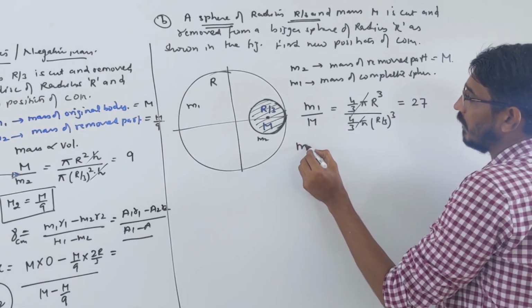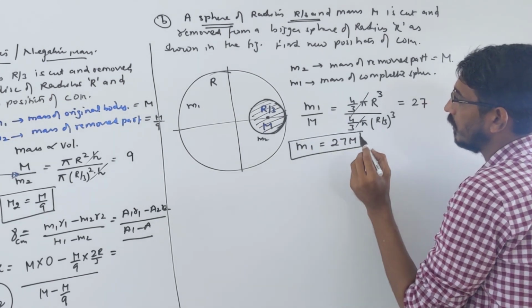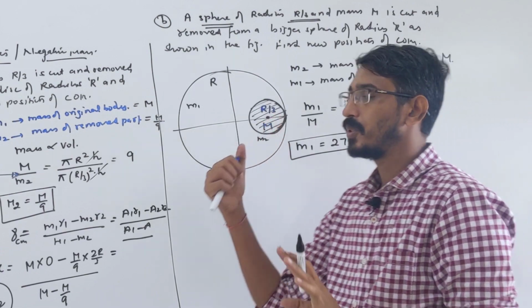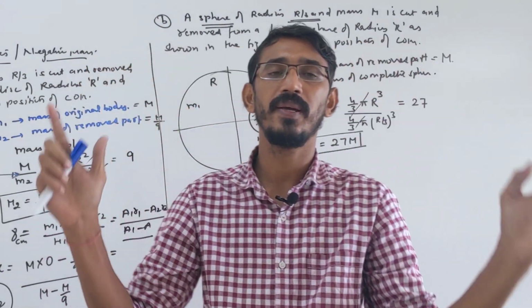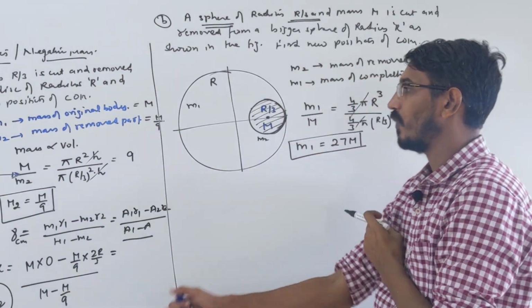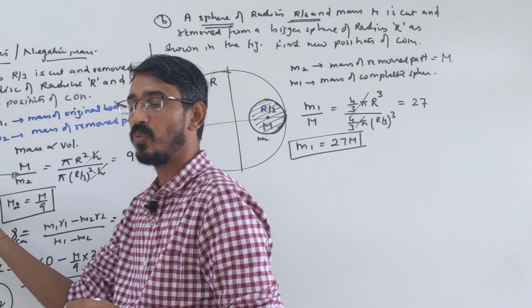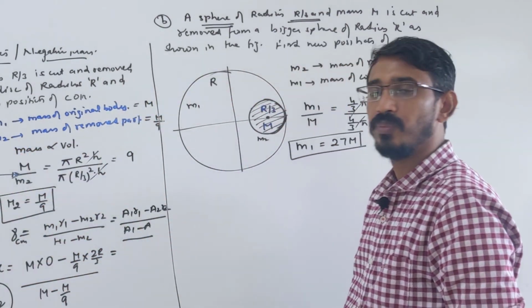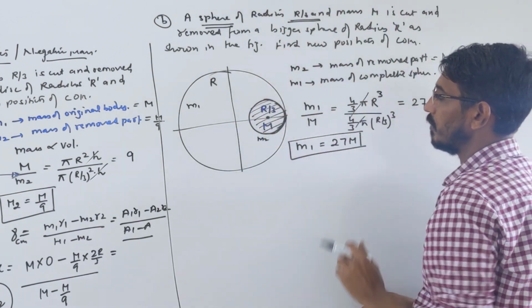It means your M1 is 27 times M. This time the mass of the small part which is removed is given as M. We have to find the mass of the complete sphere, right? We found the mass of the complete sphere by writing mass proportional to volume or area. Here you cannot write area, here write volume.